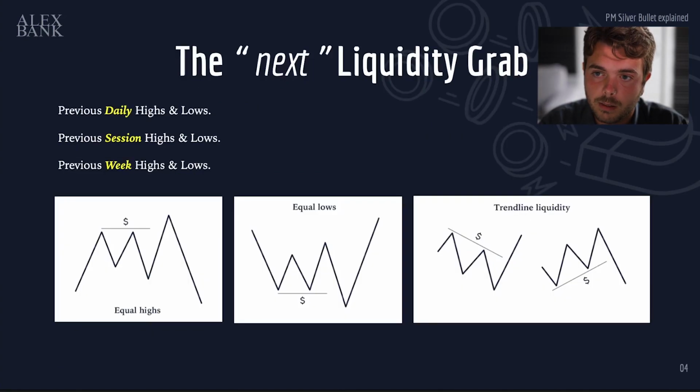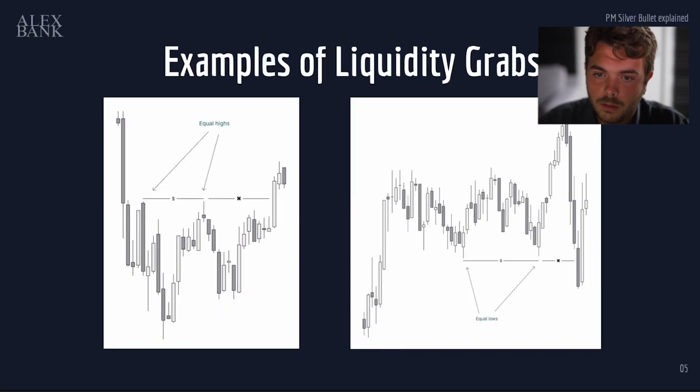So where is the next liquidity grab? It can be the previous daily highs and lows, the previous session highs and lows, and the previous week highs and lows. These are the most common points of liquidity. And I created here some examples which show a liquidity grab on equal highs, a liquidity grab on equal lows, and also a trendline liquidity. These are examples on the chart. On the left, 2 equal highs, which then got taken out, and on the right, 2 equal lows, which got taken out, and we see price then start to reverse and go in the opposite direction.